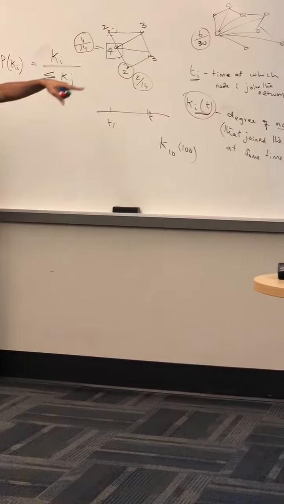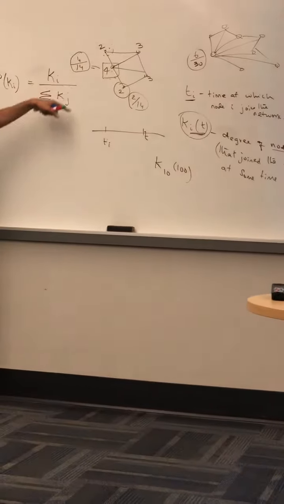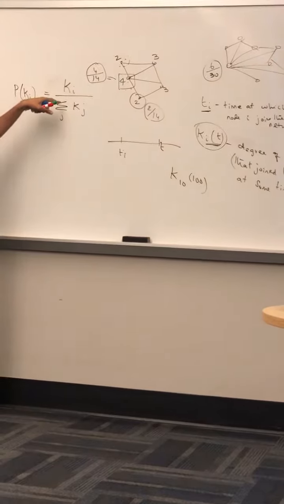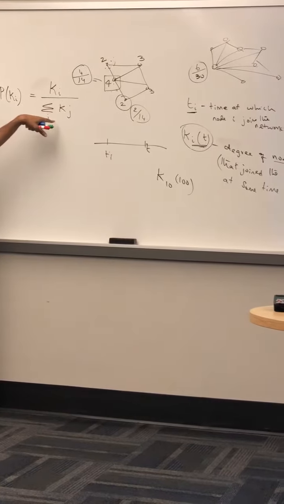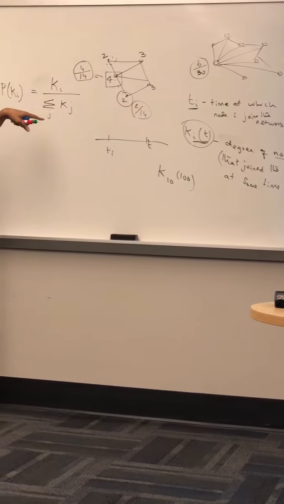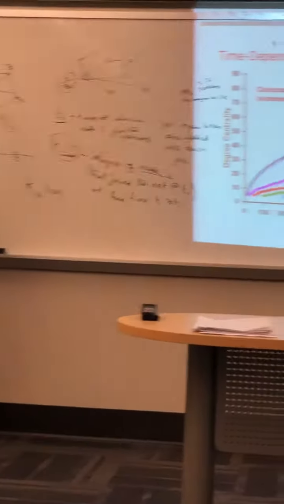As the degree grows at a slower rate, the nodes that joined at a later time instant will have less chance of getting the new link with an incoming node. Okay, so that's the nature of this Barabasi-Albert model.